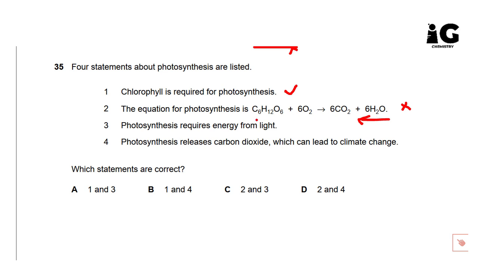Number 3, photosynthesis requires energy from light. This is also true. Number 4, photosynthesis releases carbon dioxide. This is wrong because it releases oxygen, not carbon dioxide. So 1 is correct, 3 is correct. We need to choose 1 and 3, which is A.